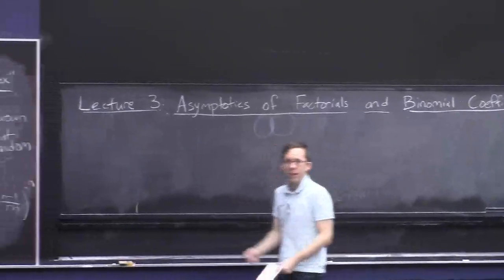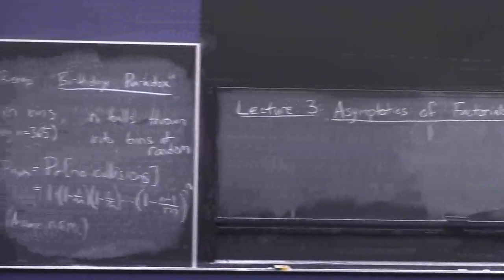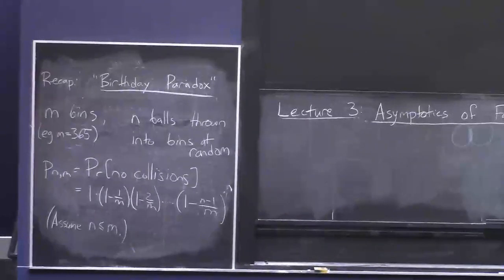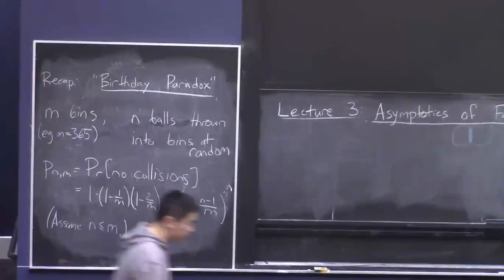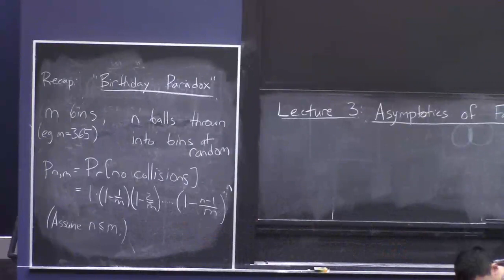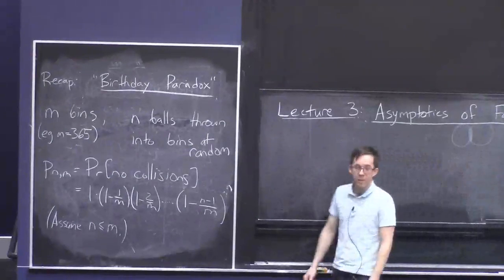So last time we were talking about this thing that is sometimes called the birthday paradox. Not really a paradox, but it refers to the fact that you need surprisingly few people in a room before you're likely to have two at the same birthday. So a slightly cleaner way to phrase it is in terms of balls and bins.